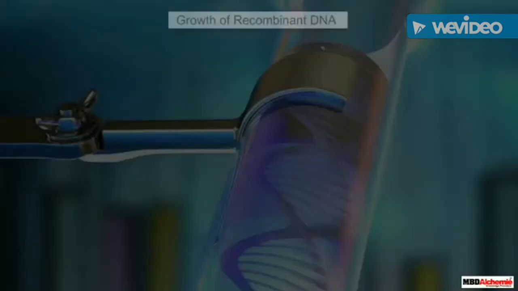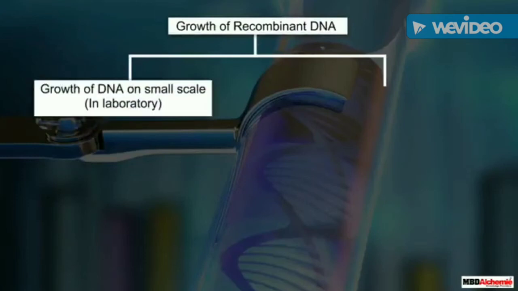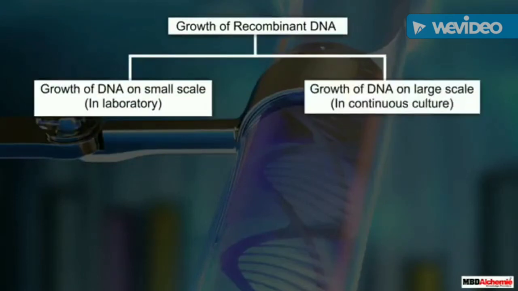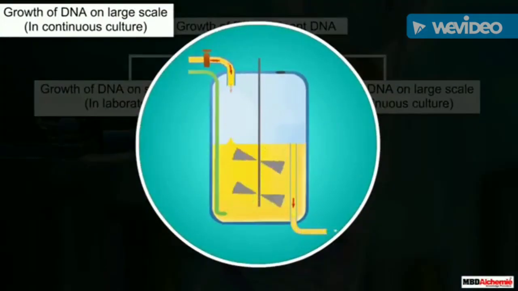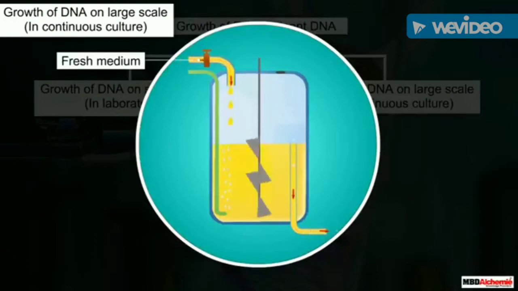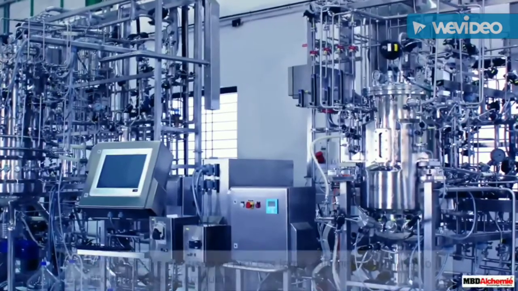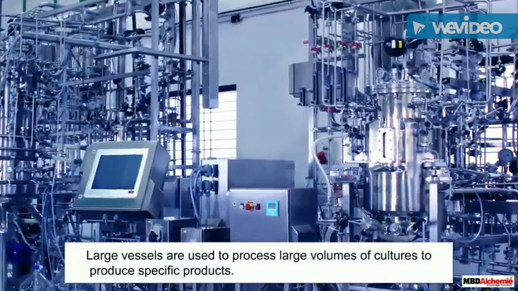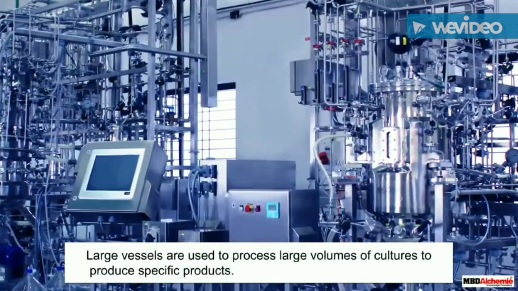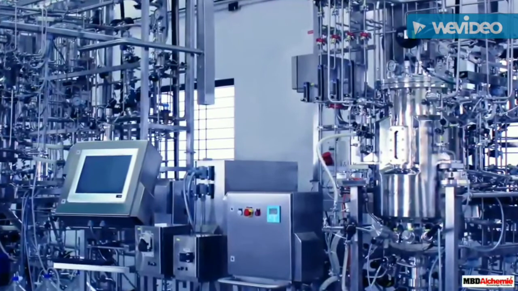The cells with recombinant DNA can either be grown on a small scale in a laboratory or can be multiplied on a large scale in a continuous culture. In this case, used medium is drained from one side and fresh medium is added from the other side continuously. To produce large quantities of desired cell, large vessels are used to process large volumes of cultures to produce specific products. These large vessels are called bioreactors.